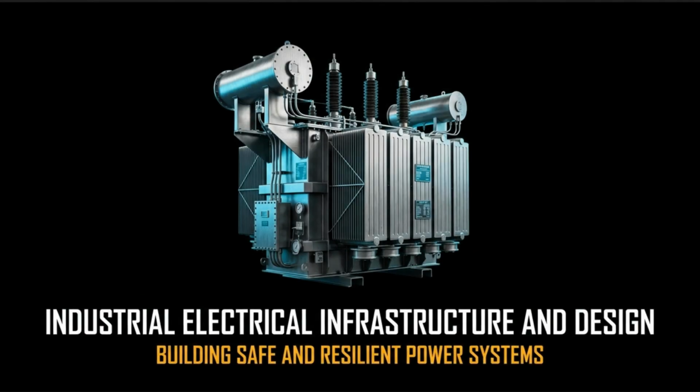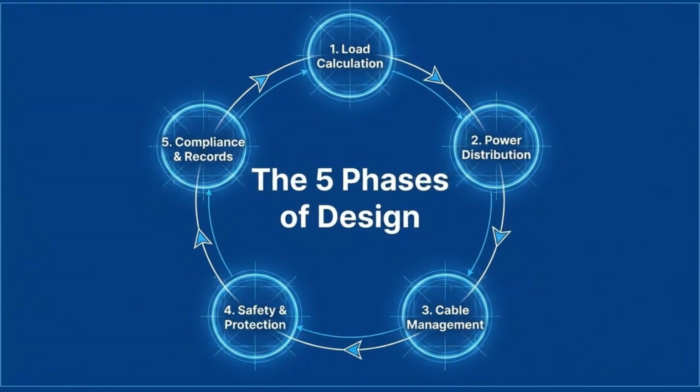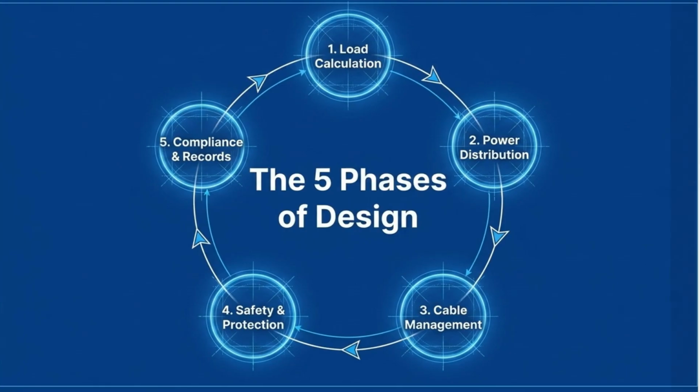Welcome to this video on industrial electrical infrastructure and design, focused on building safe and resilient power systems for industrial environments. Factories require extreme infrastructure due to massive power loads from machines, constant mechanical damage to equipment, and harsh environments that quickly degrade weak materials. Electrical infrastructure design follows a 5-phase cycle: load calculation, power distribution, cable management, safety and protection, and compliance and records.